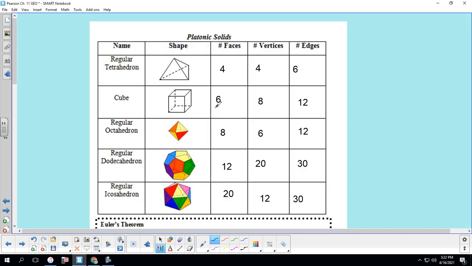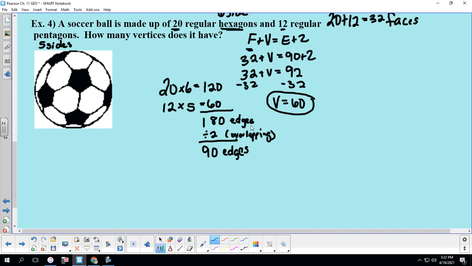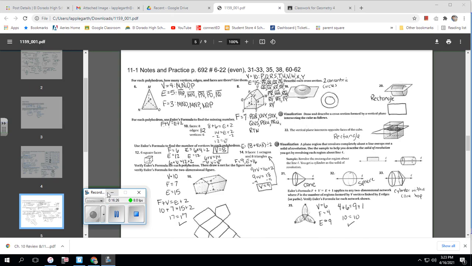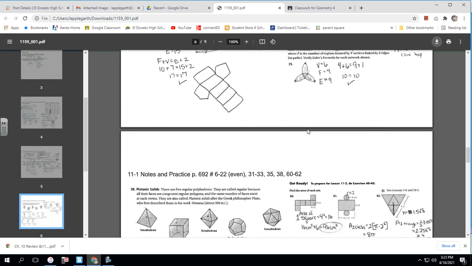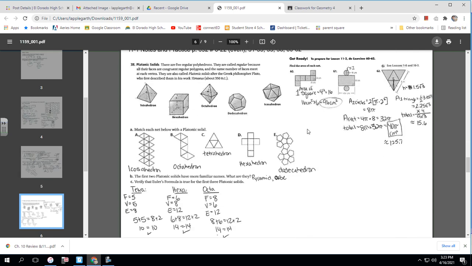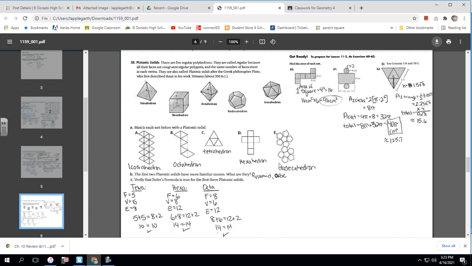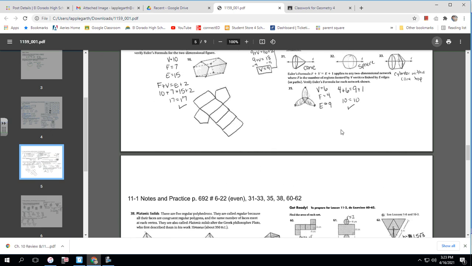All right. Go ahead and take a moment. Work on the 11-1 practice. It's on page 692, 6 through 22 even, 31 to 33, 35, 38, 60, and 62. Here are all the practice problems worked out. And let me know if you have any questions.